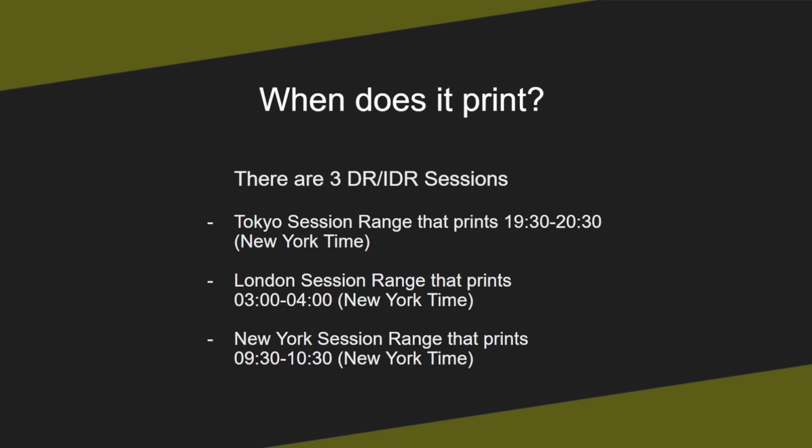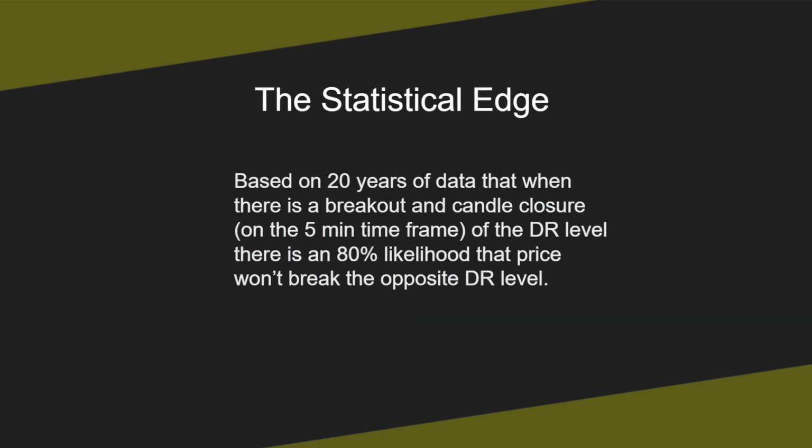To make it simpler, there are 3 main market sessions: Tokyo, London, and New York. This is the first hour of each session's open. So opening bell in New York, this time. So for 1 hour, this is the session range. So why is this range important?